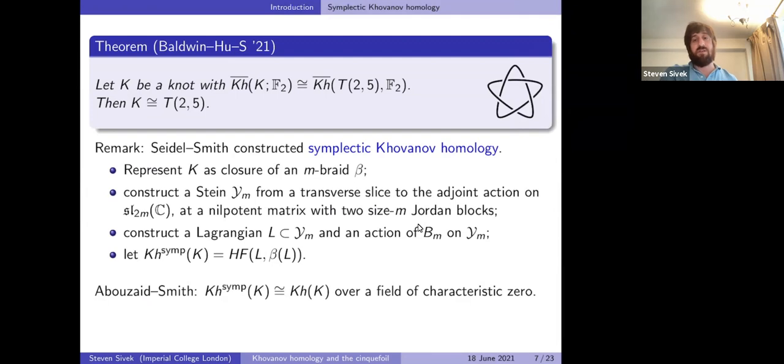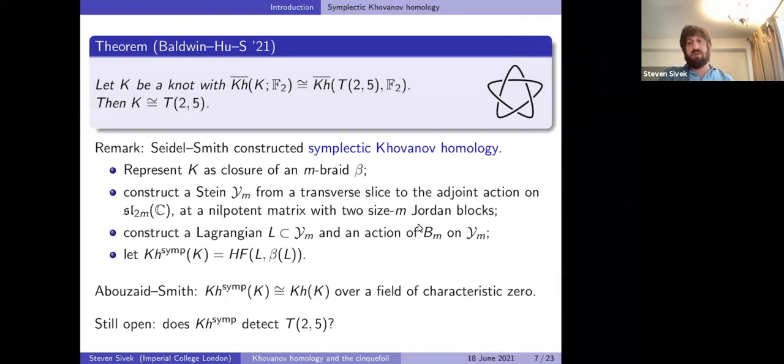least over a field of characteristic 0, which is great, but what I'm talking about, unfortunately, doesn't say much about that, because we only have this proof over a field of characteristic 2. So it's still open, in fact. I mean, it's probably true. How could it not be true? But it's still open whether symplectic Khovanov homology does detect the 2,5 torus knot.